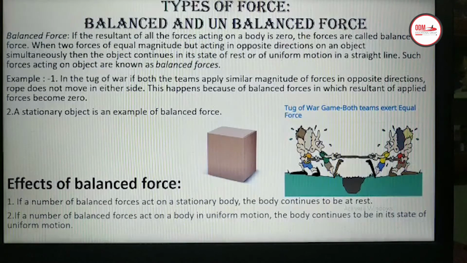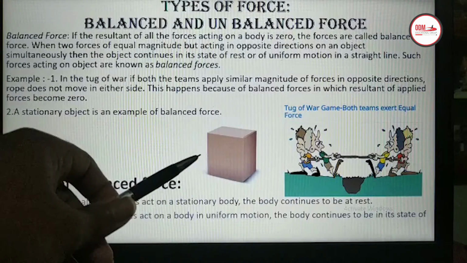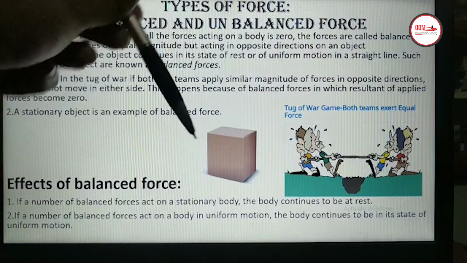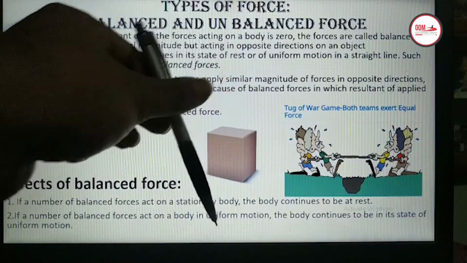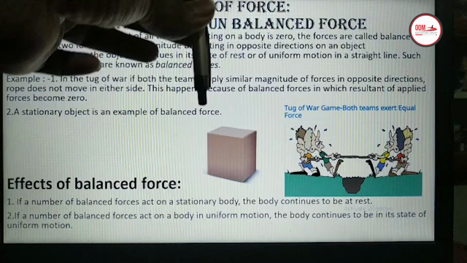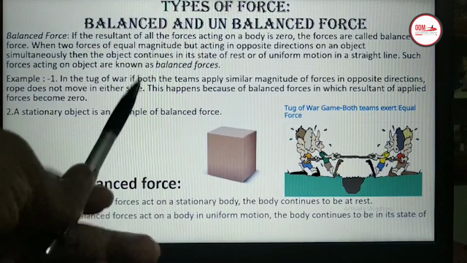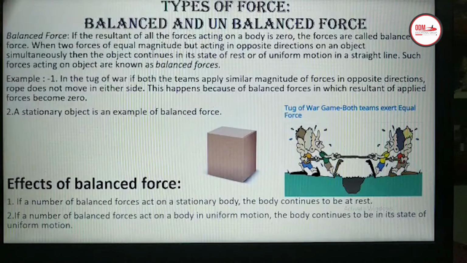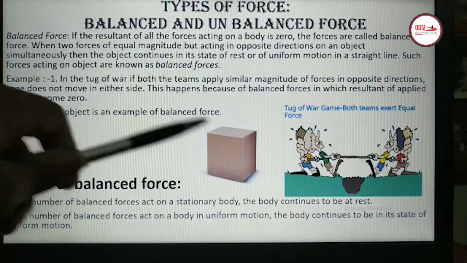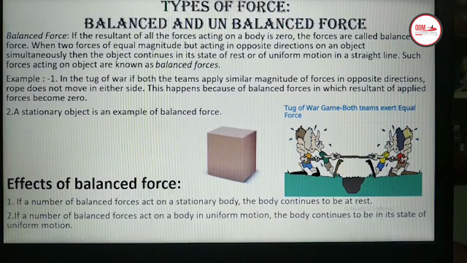So a stationary object, that means this box is stationary. Why? Because one force will act in the downward direction and another force will act in the upward direction. The downward direction is gravitational force, and the force which is acting in the upward direction is due to the reaction force, because this object is placed over a table. Okay, so the next part is: what are the effects of balanced force?